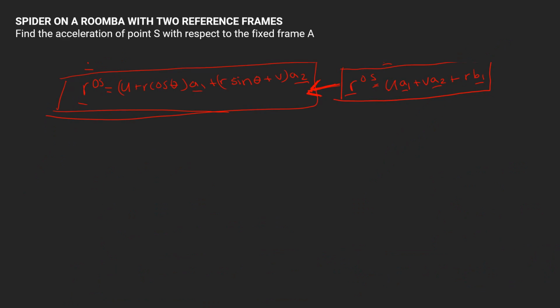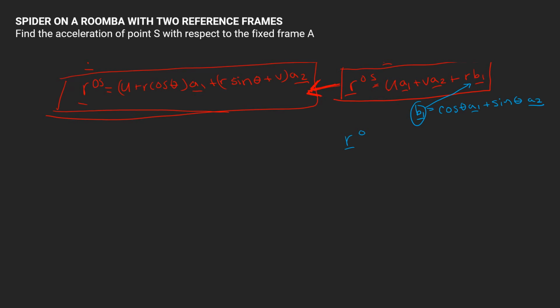Before moving on to calculating the velocity, I just want to take a quick second and demonstrate that even though we use two different approaches, and right now it might look like our position vectors are different from one another, they are in fact the same. Remember from one of the prior videos that we can write B1 in terms of A1 and A2. So B1 is equal to cosine theta A1 plus sine theta A2. And we can plug B1 into that equation there.